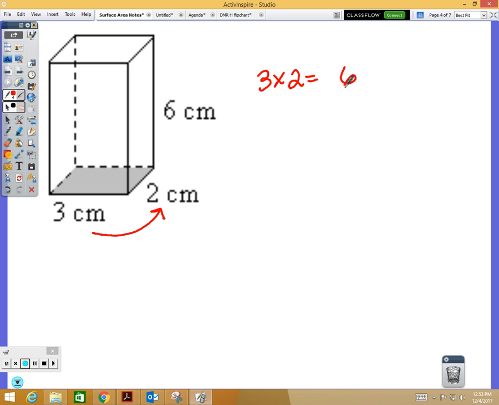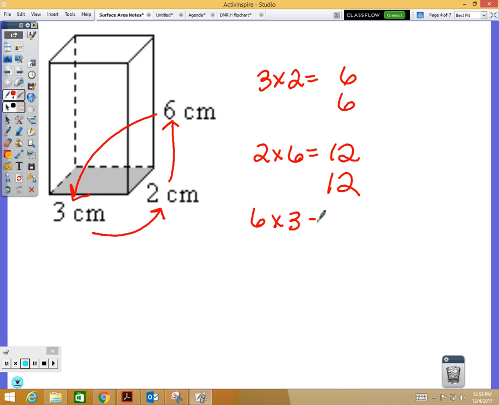And we have 2 of those, right? Let's do 2 times 6. And we have 2 of those. And let's do 6 times 3. And we have 2 of those. So there are the 6 numbers that we want to add up.